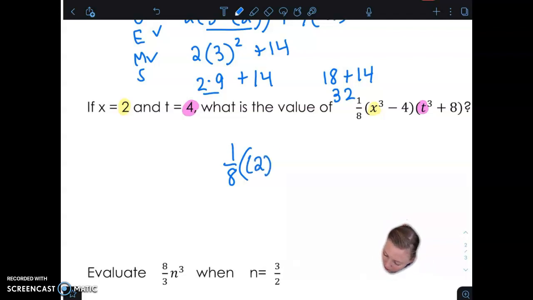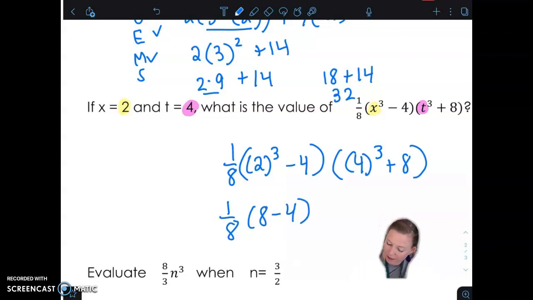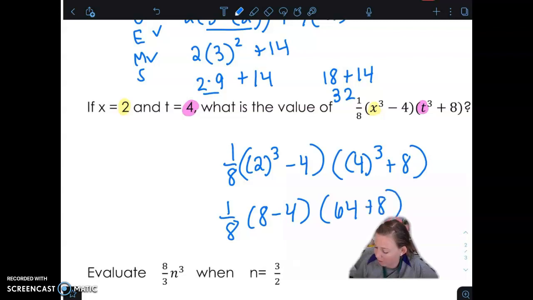So we're going to have 2 to the third minus 4, in parentheses, and 4 to the third plus 8, in parentheses, and then 1/8. Inside the parentheses here, we can actually cube before we subtract. So we cube it, that's 8 minus 4. In this one over here, we cube the 4 before we add it, because again, we want to follow the order even once we're in the grouping. 4 to the third power is 64. You can use your calculator too: 4 times 4 is 16, 16 times 4 is 64.